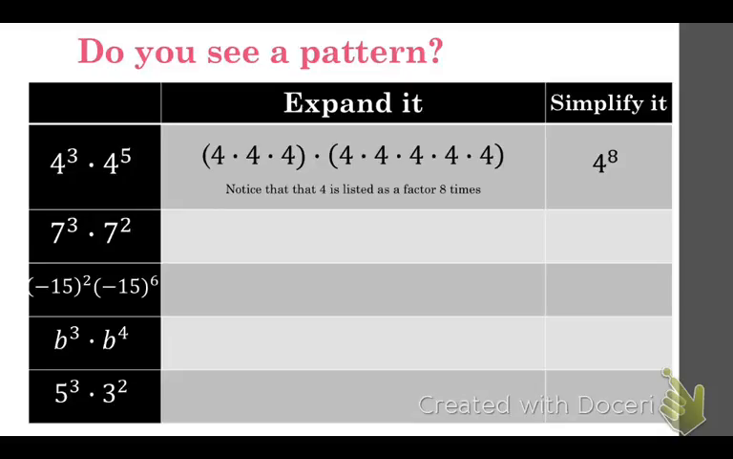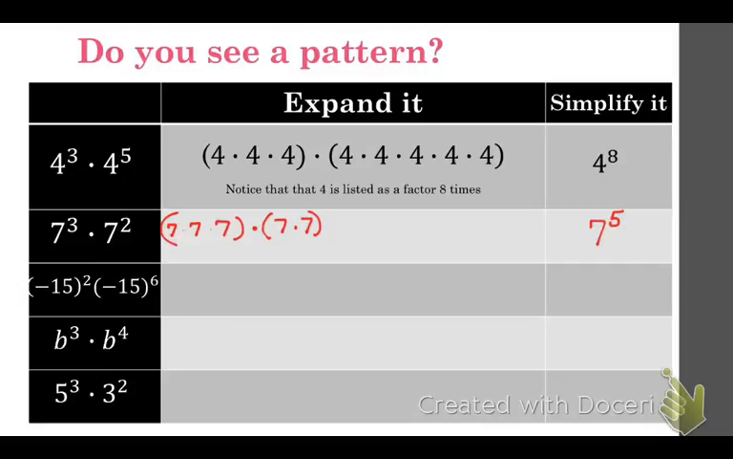So let's look at what happens when I have the next expression. 7 cubed would be 7 times 7 times 7. And then I have times 7 squared. Well, altogether, that's 5 7s, which would be 7 to the 5th power.